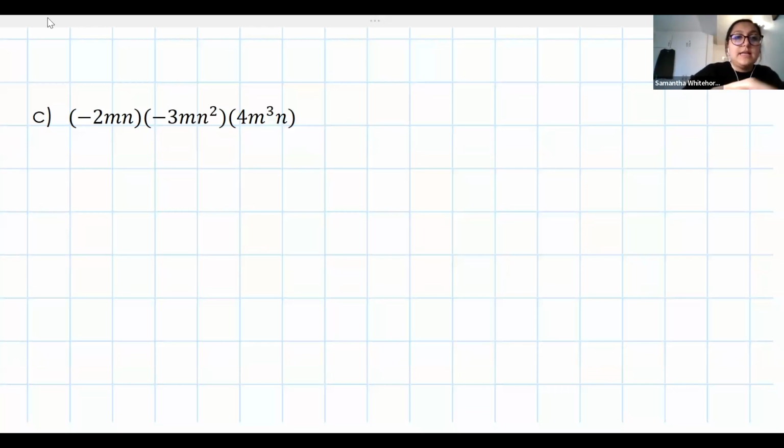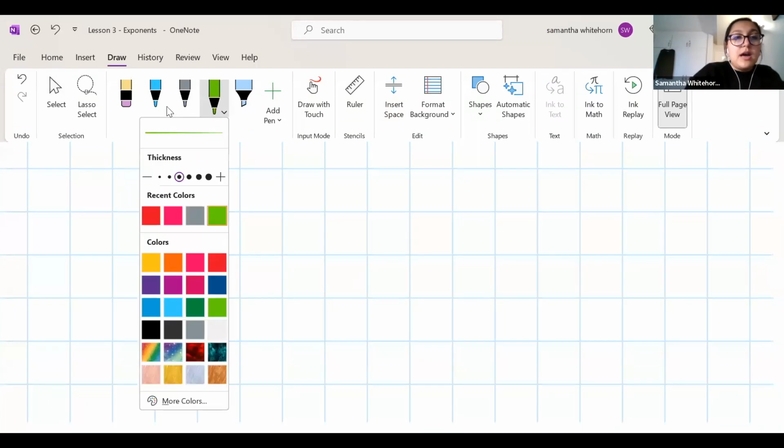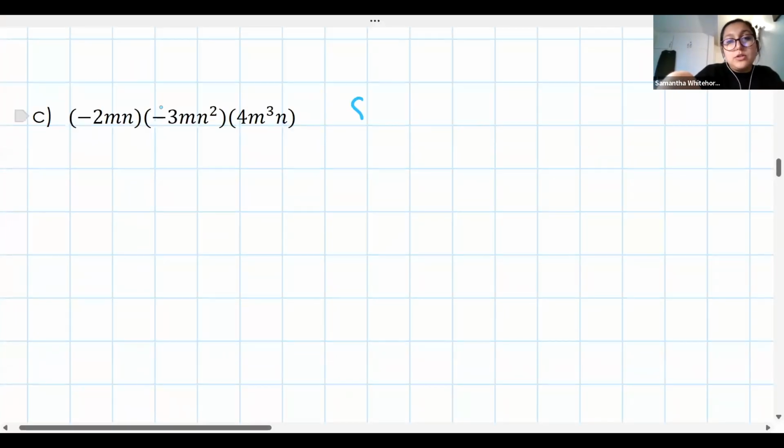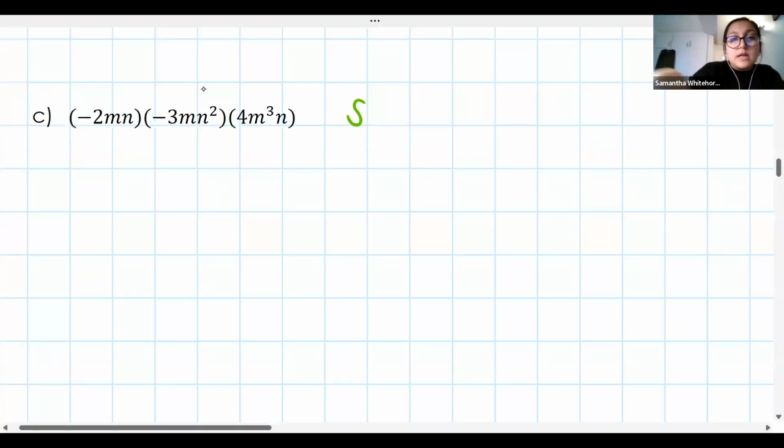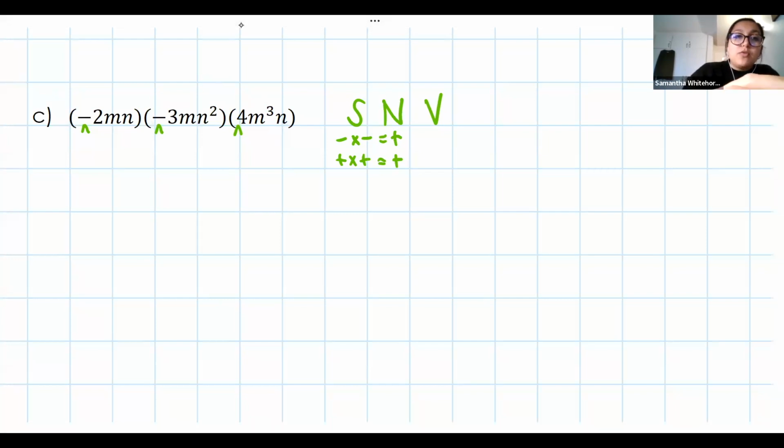So once again, grade 8, in looking at this question, I'm going to use SNV to help me. So signs, numbers, variables. If we just look at the signs, we've got a negative times a negative times a positive. Now we know a negative times a negative gives us a positive. And if we then have that positive times another positive, we end up with a positive. So my overall answer sign here is going to be positive. So that's my signs dealt with.